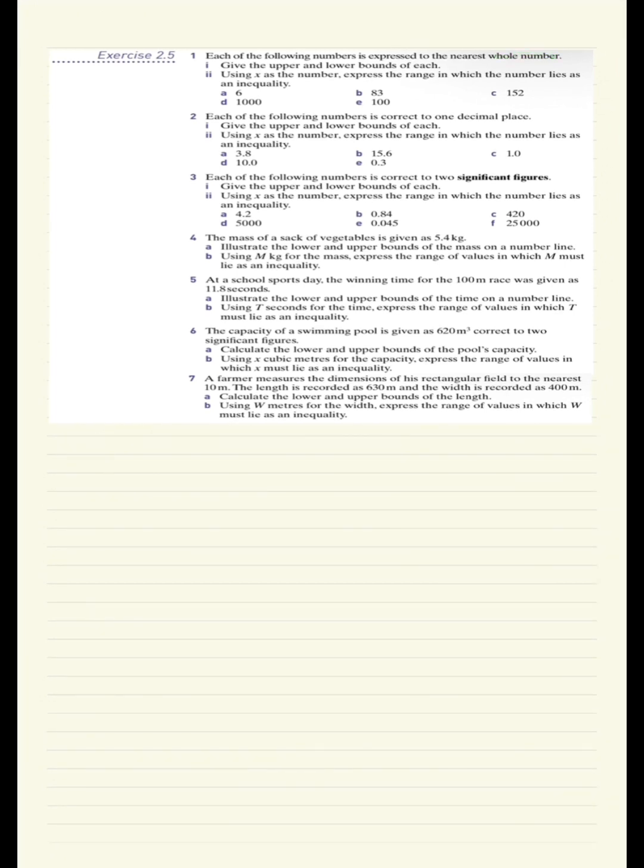Let's look at question 2. The numbers are correct to 1 decimal place. So I'm going to take 0.1 and divide it by 2, which would give me 0.05. In order to find the upper and lower bounds, I'm going to plus and minus 0.05 respectively.